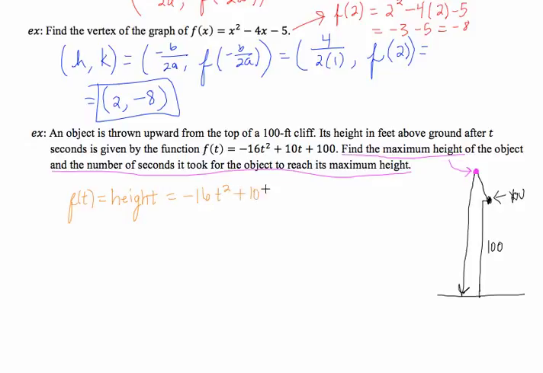The t values correspond to time. Well, they're like x values. So these t values correspond to time. The y values correspond to height on this function. So if you want to find the maximum height, that's equivalent to finding where this function has a maximum. So finding the max height is the equivalent of finding where the maximum of this function occurs.